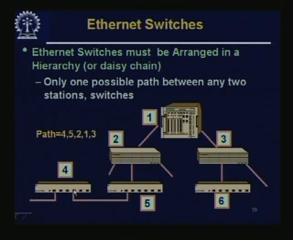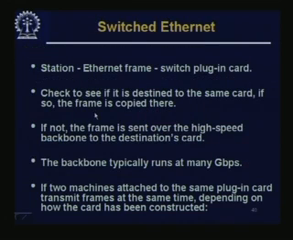So, you do not make a loop connecting 2 ports of a switch, that would really create a lot of problems. So, Ethernet switches must be arranged in a hierarchy or daisy chain, only one possible path between any two stations or switches. So, a station is an Ethernet frame switch plug-in card. It checks to see if the frame is destined to the same card. If so, the frame is copied there.